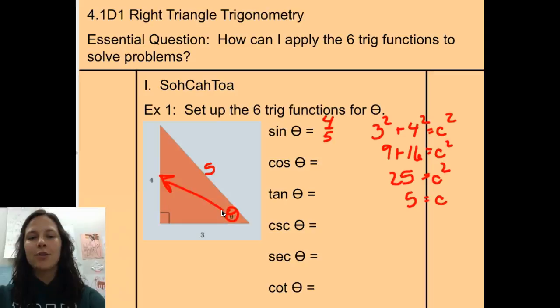Cosine is adjacent, or the side next to the angle, over hypotenuse. So we have 3/5 for our cosine. Tangent is opposite over adjacent.